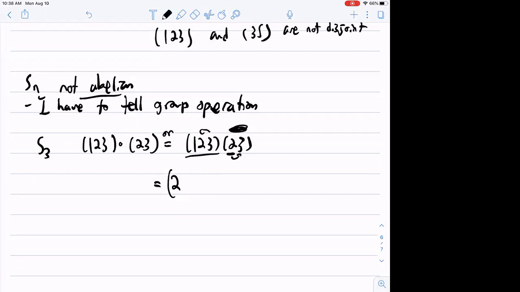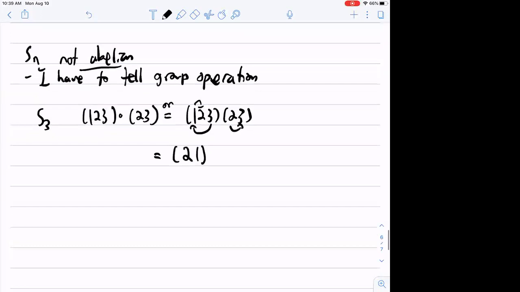Okay, so let's go back. Made a mistake. So here, if I start with 2, 2 goes to 3, and then 3 goes to 1. So 2 goes to 1. And then you ask yourself, where does 1 go? 1 goes to 2. So you close it. And then you could check 3 goes nowhere. So you don't need to write anything.